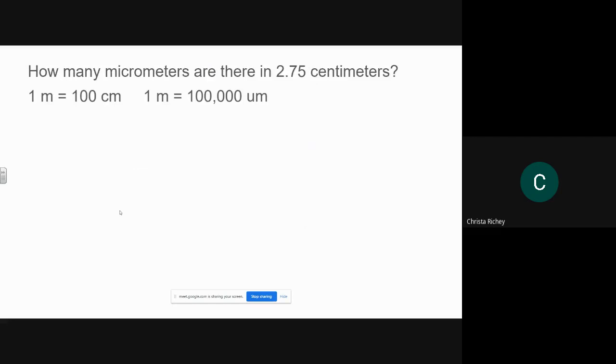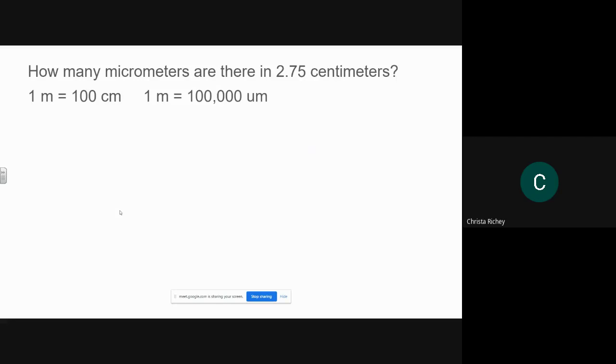Okay, how many micrometers are in 2.75 centimeters? Which way do you want me to show it? With the fence post or with the parentheses? Yeah. I hear both. It doesn't matter. It really doesn't matter. It's the same thing. I'll do the fence post first.